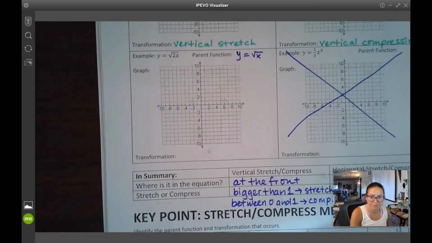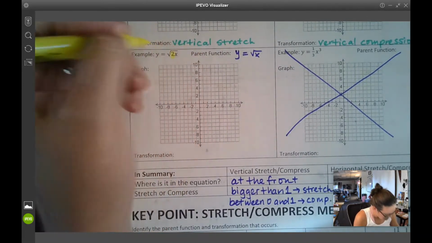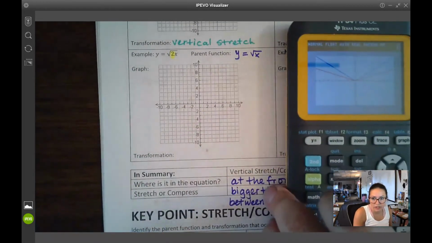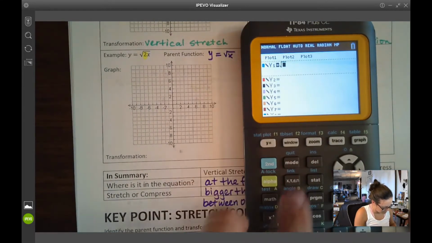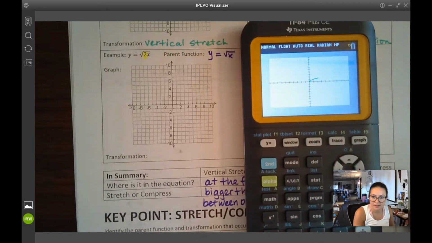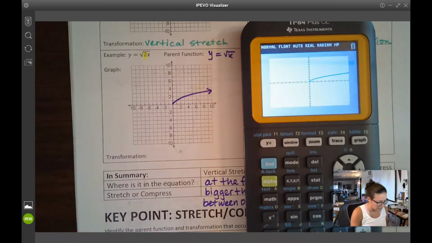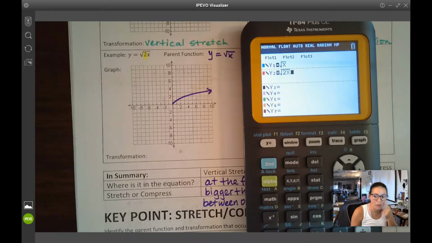Okay, moving on to our next example. We have a 2 here. Our original square root function looks like this. Again, let's go ahead and just sketch our regular version. Now I'm going to sketch my new version with the 2 multiplied in there. That's 2 times x.